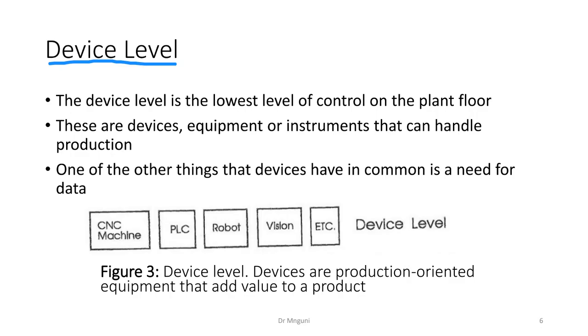So this is where all those things are happening. One of the other things that the devices have in common is the need for data. For you to make a decision about anything, you need to be informed. So it's a similar thing with this device level. At this point, that is the most important part that you need to understand about the device level.